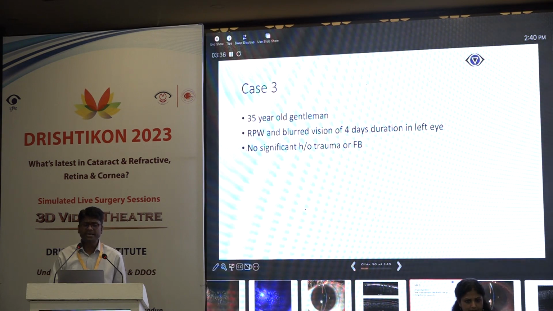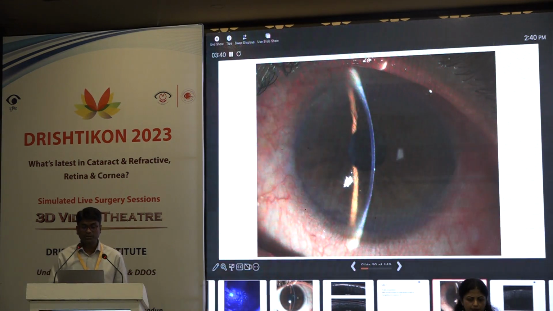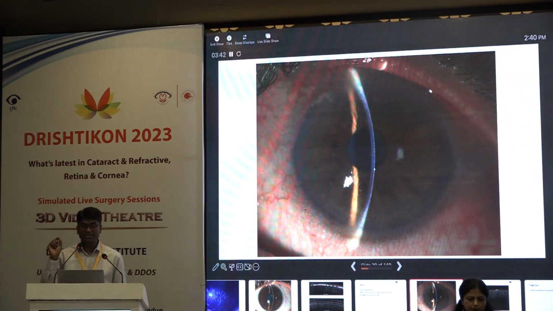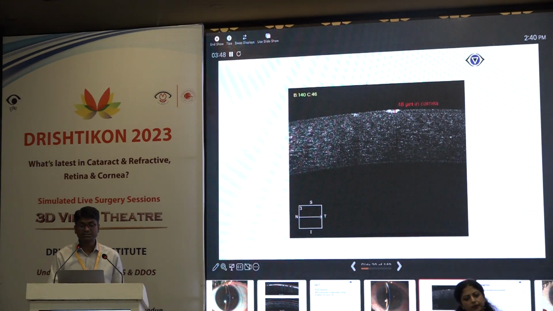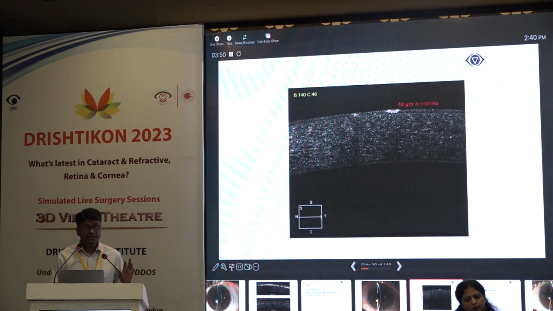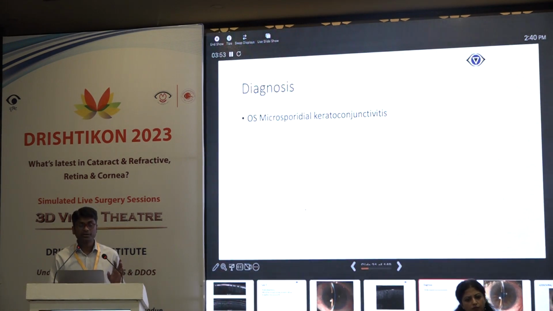a 5-year-old gentleman. He came with recurrent redness, pain, and watering in one eye only. When we saw the cornea, there were many spots. It was like flecks on the epithelium. So this is when we did an OCT. You can see this is exclusively in the epithelium. Very typical of microsporidial keratoconjunctivitis.